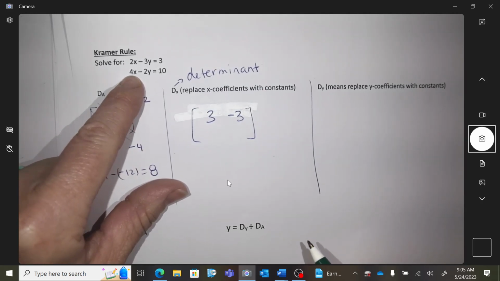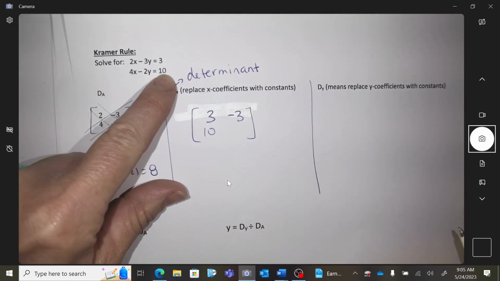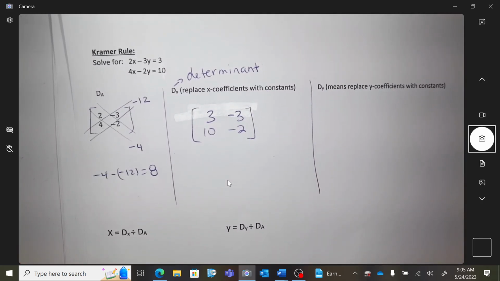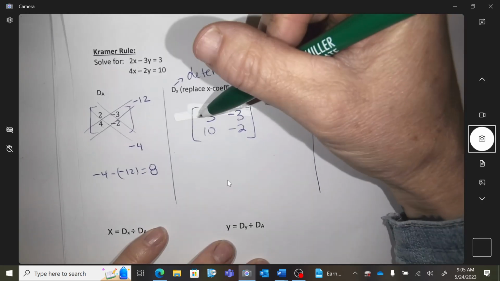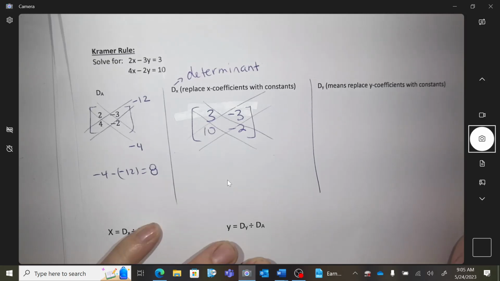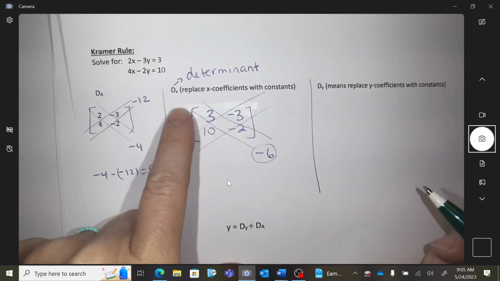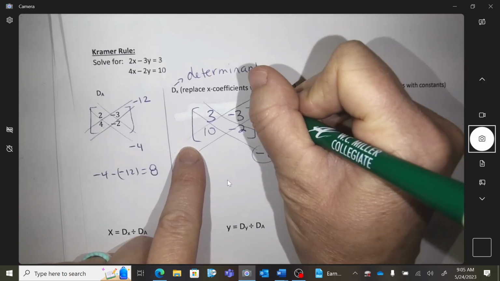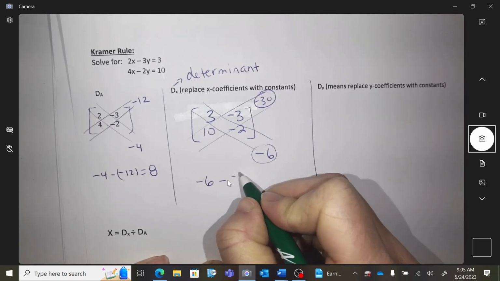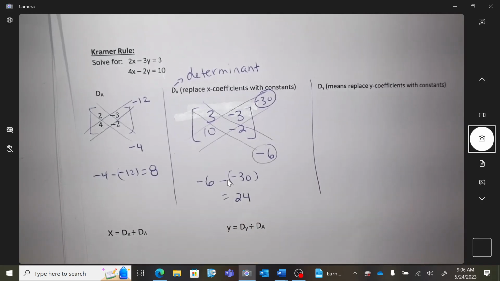Replace the X coefficient with the constant, so 10 goes there. Constant is 10. And this is still -2. So there's a diagonal, there's a diagonal. So multiply the down diagonal, -6. Multiply the up diagonal, -30. So the down subtract the up gets me to 24.